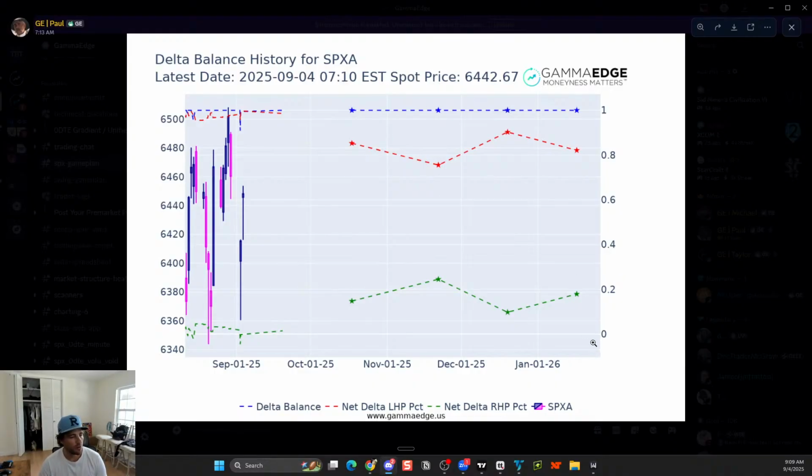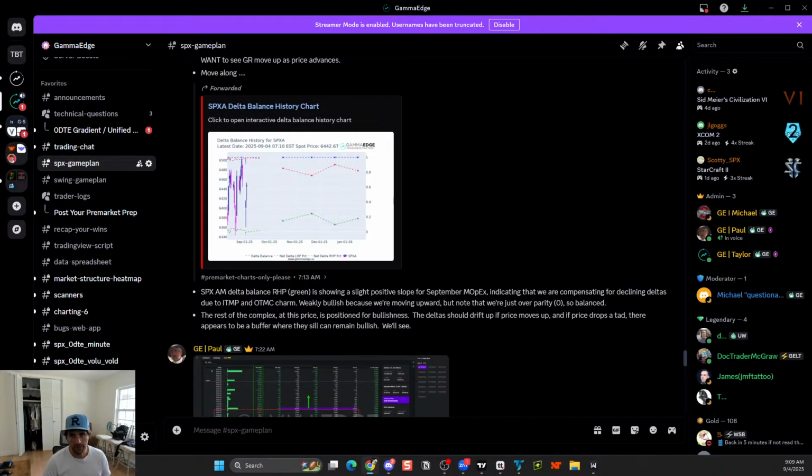Everything is above 0, so that means calls are dominant above the spot price, which is what the right hand, left hand plane represent, and then kind of the net reading, which is the blue line, is pinned at 1. This is an oscillator between -1 and 1. So everything looks good there.